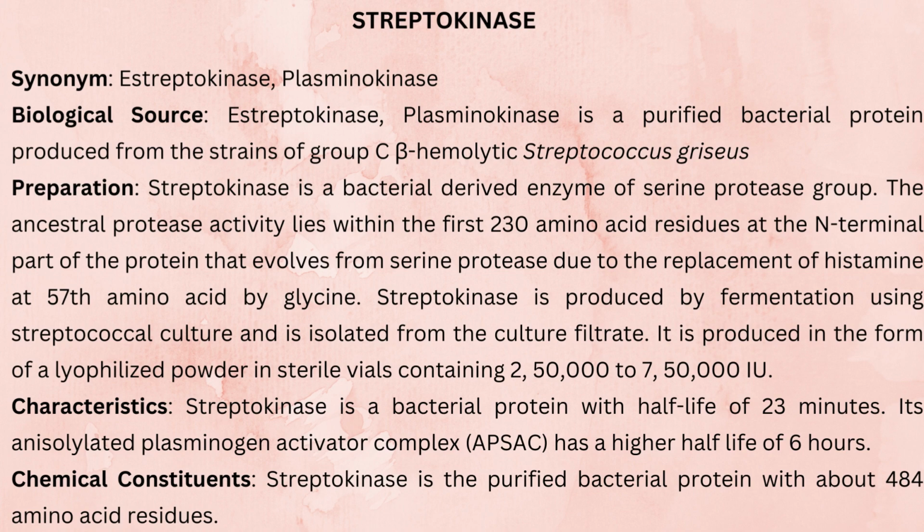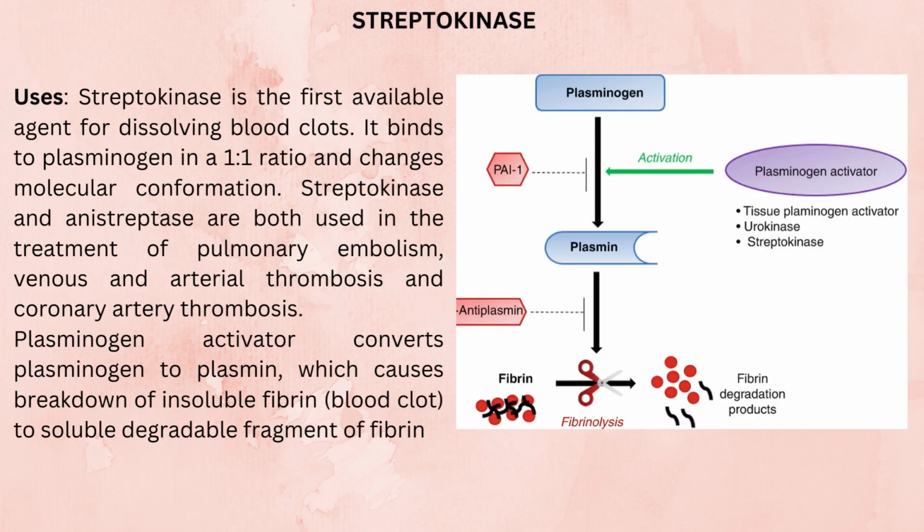It has nearly 484 amino acid residues. It is used for dissolving the blood clot. So it is a plasminogen activator which converts the plasminogen to plasmin. This plasmin in turn dissolves the blood clot called fibrin, and it makes it into fragmented degradation products.